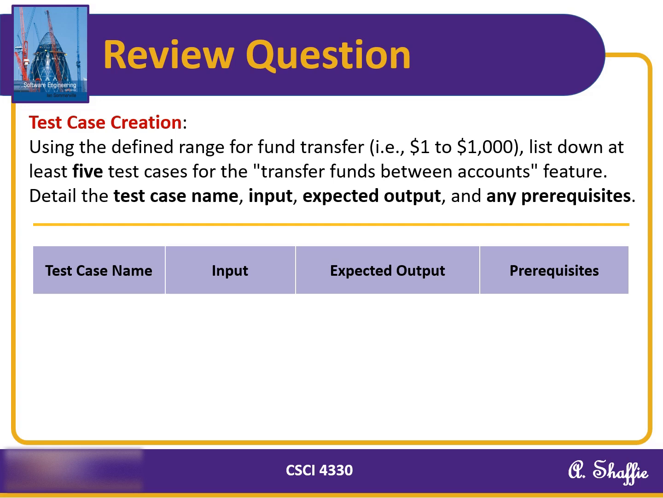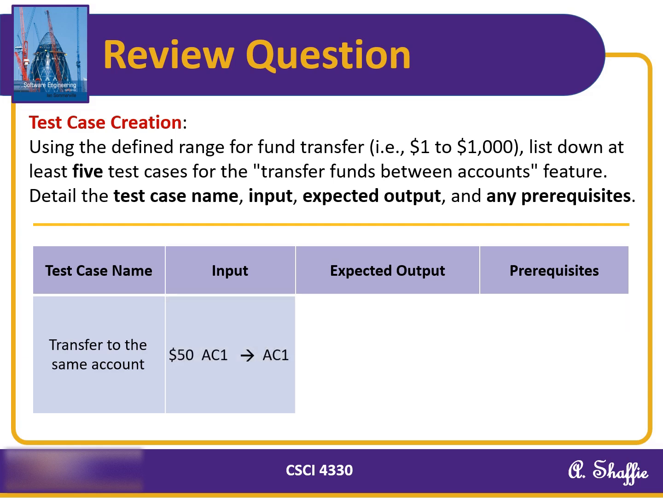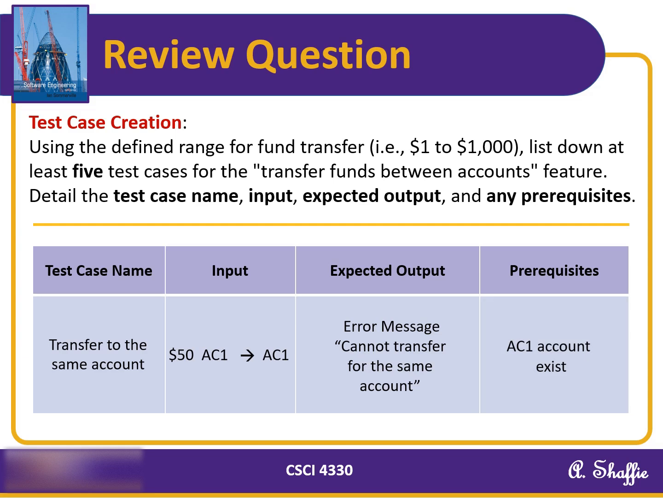The last test case we will cover is transferring money from an account to itself. I will name this test case transfer to the same account. For the input, we will try transferring, let's say, $50 from account 1 back to account 1. The expected output should be an error message stating cannot transfer to the same account. And the only prerequisite needed here is the existence of account 1.